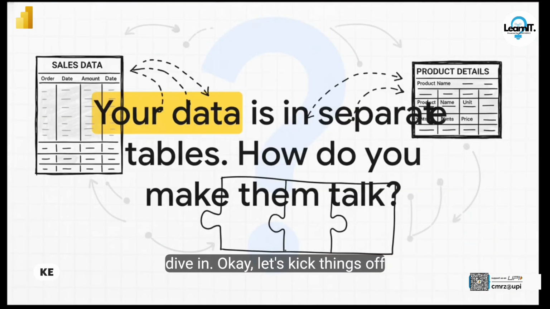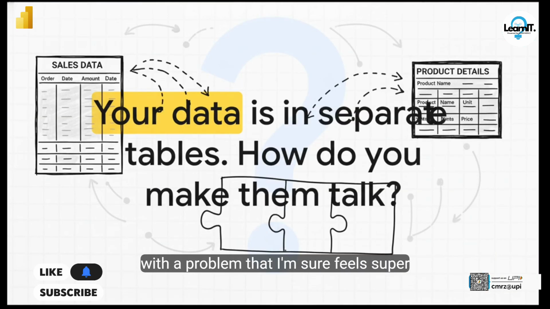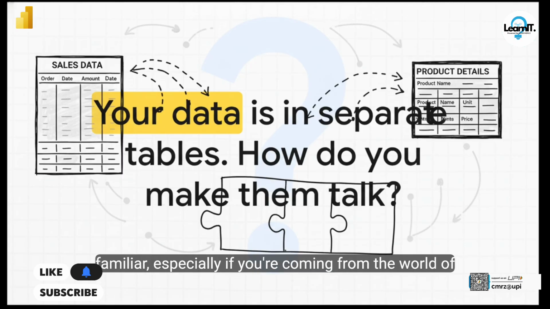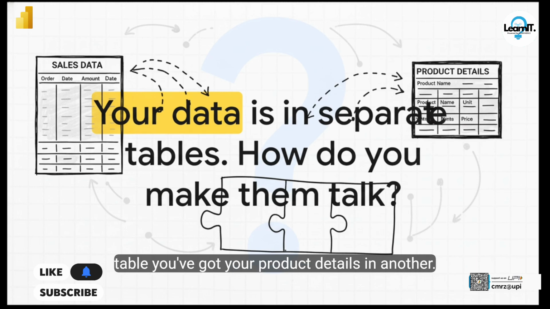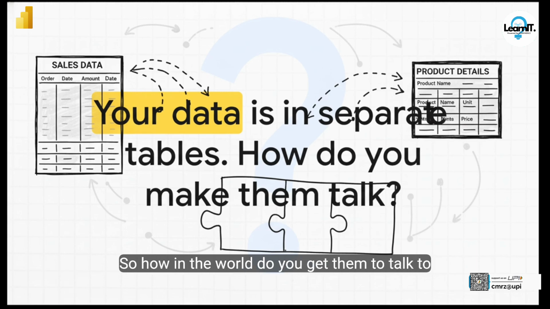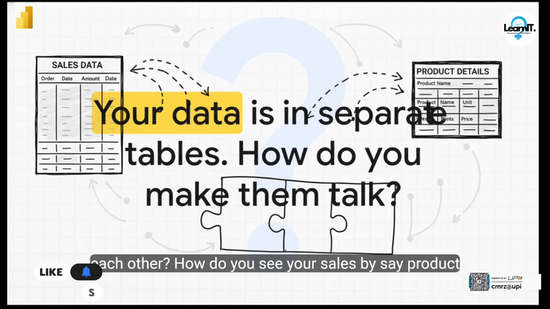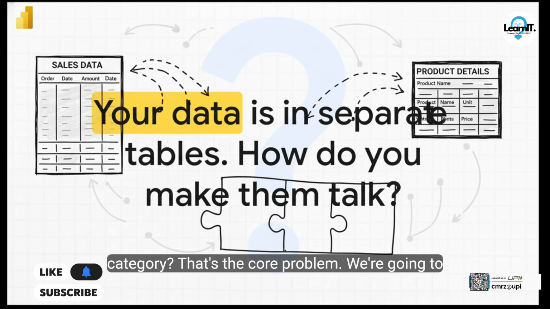Let's dive in. Okay, let's kick things off with a problem that I'm sure feels super familiar, especially if you're coming from the world of Excel. You've got your sales data in one table. You've got your product details in another. So how in the world do you get them to talk to each other? How do you see your sales by, say, product category? That's the core problem we're going to solve.